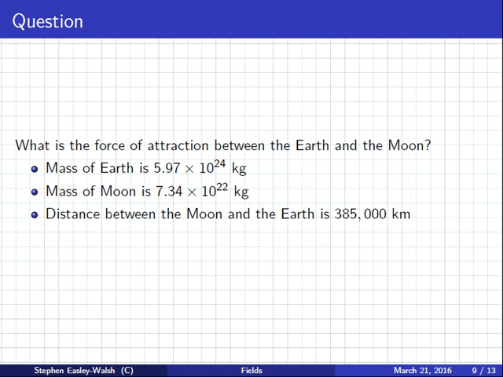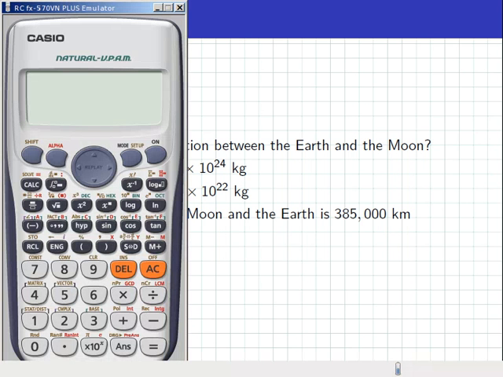6.67 times 10 to the minus 11. It is on the calculator too, I believe. KJ, does your graphing calculator have physics constants? Yes. Oh, great. And it says their names? Yes. Sweet. Can I see? Yeah, up, down. Nice. Okay.